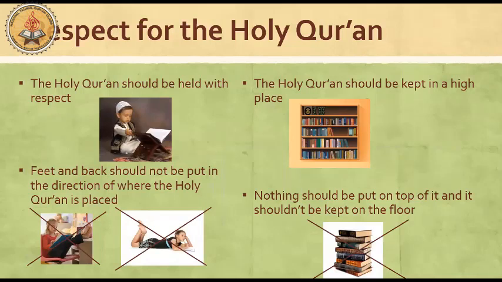Our beloved Hazur, may Allah Ta'ala help him with His powerful support, has explained that we should always show respect for the Holy Quran. So what are some of the ways that we can show respect? It should be held with respect, like we said earlier, with clean hands, and should be put in a clean place in order to recite it. Our feet and back should not be put in the direction of where the Holy Quran is placed. The Holy Quran should be kept in a high place when not being recited. And nothing should be put on top of it, and it should not be kept on the floor.